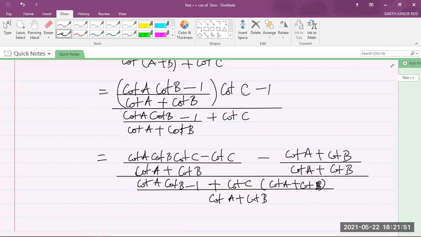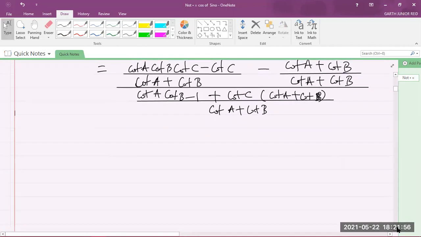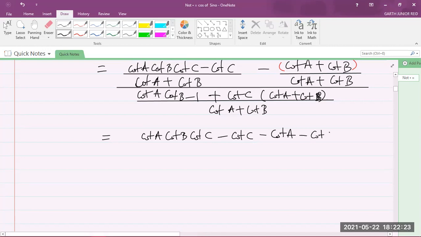Good. So let me just simplify the numerator here. Let me scroll down a bit. This is now going to be equal to cot A, cot B, cot C minus what? Minus cot C, and I'm subtracting the 2 terms here, right? I'm subtracting those 2. So it means that I will have minus cot A minus cot B. That is what I will have. And I'm going to divide now.